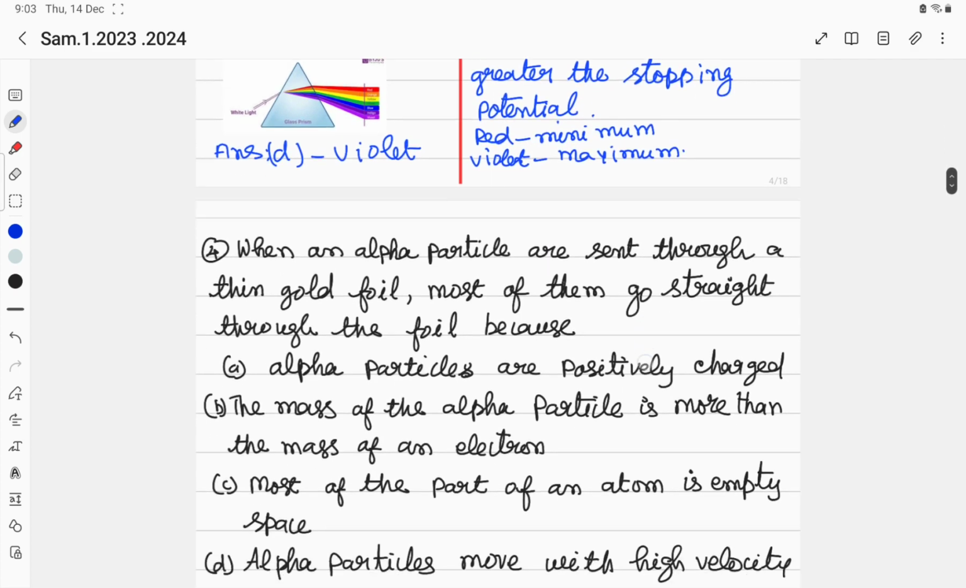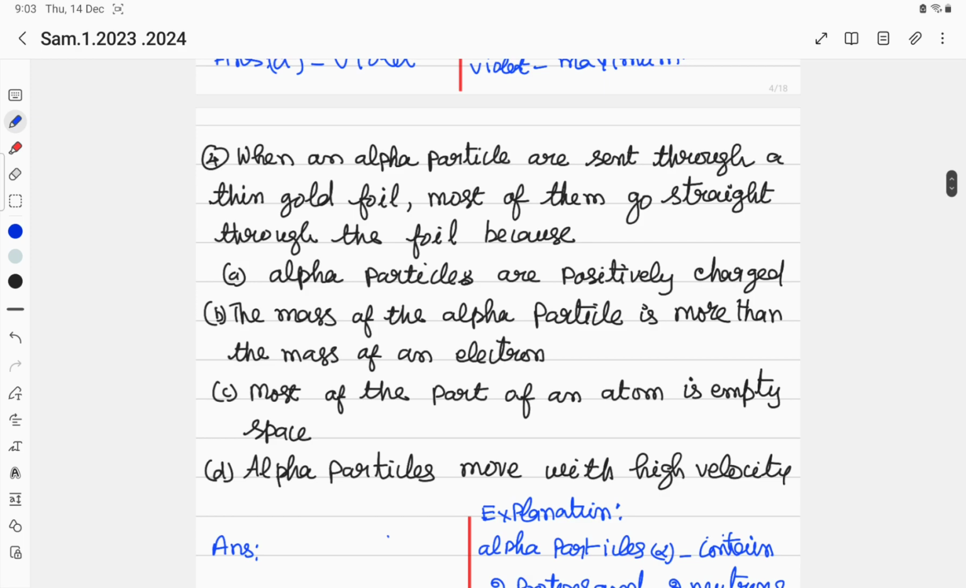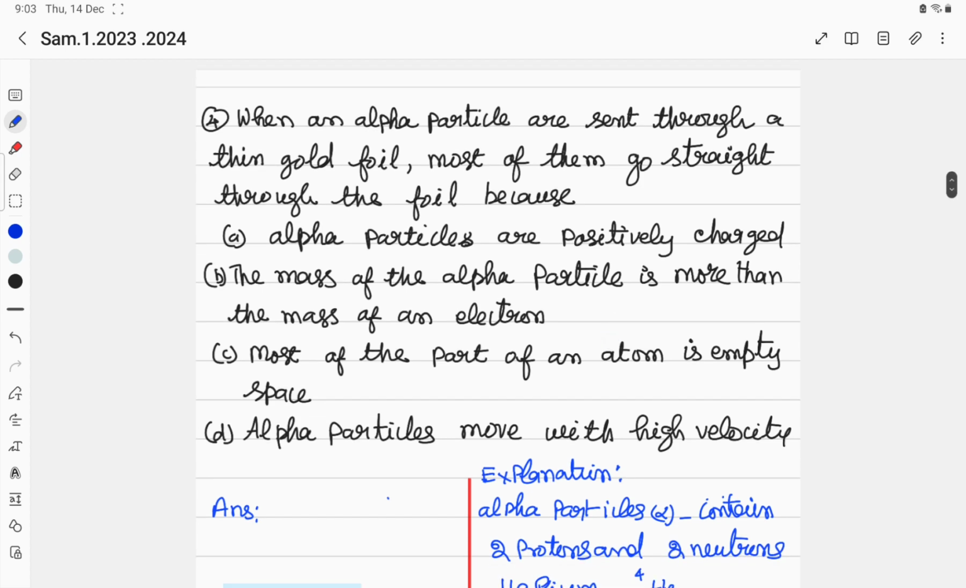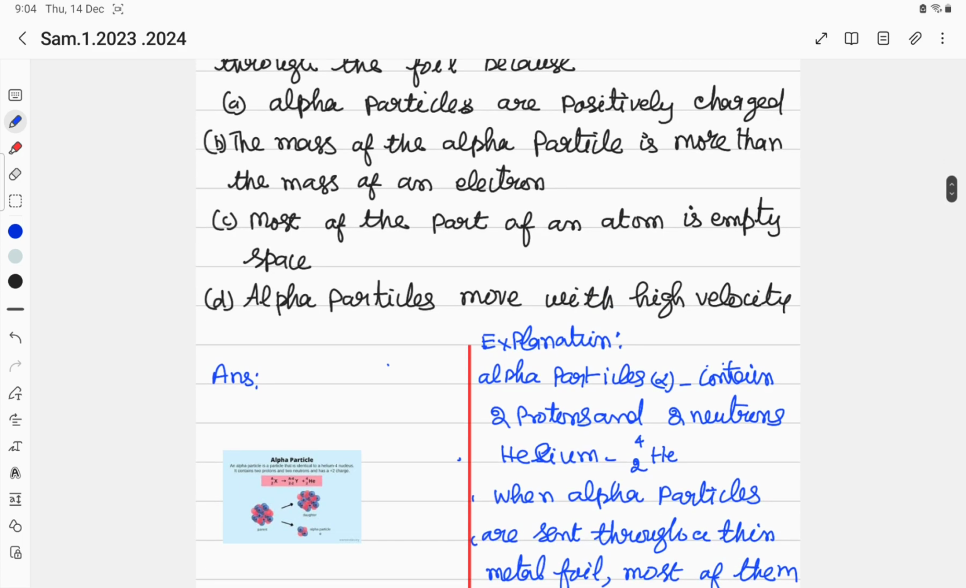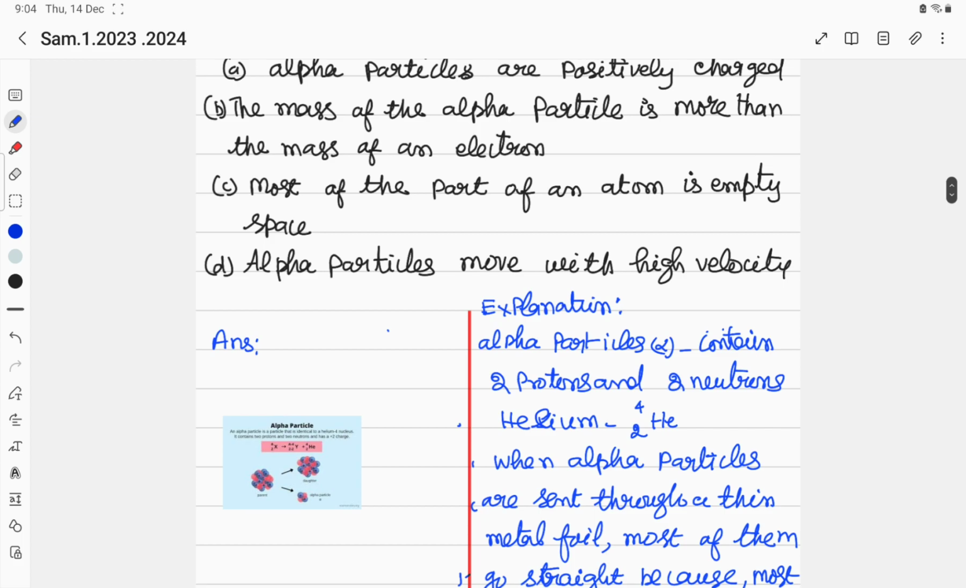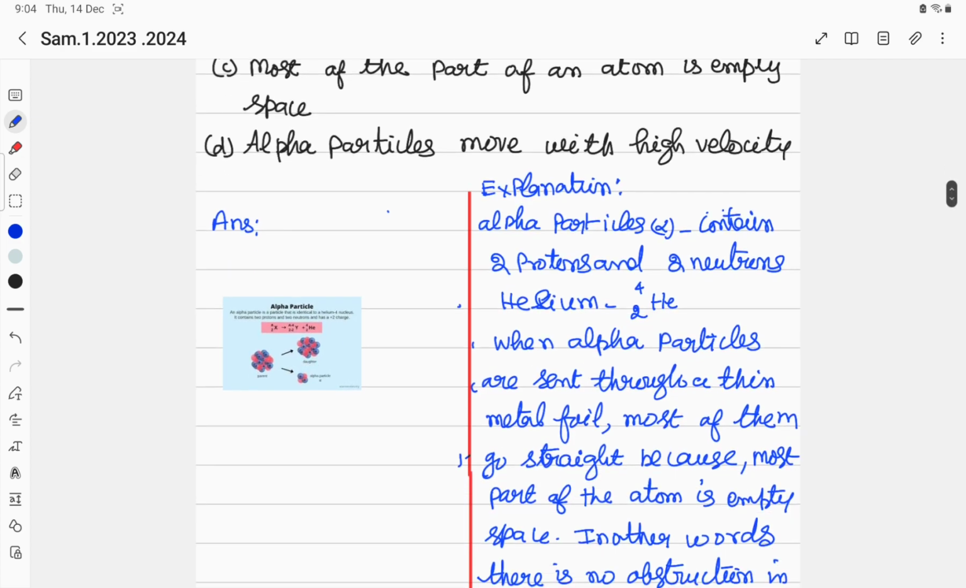Question 4. When alpha particles are sent through a thin gold foil, most of them go straight through the foil because A. Alpha particles are positively charged. B. The mass of the alpha particle is more than the mass of an electron. C. Most of the part of an atom is empty space. D. All the particles move with a high velocity.